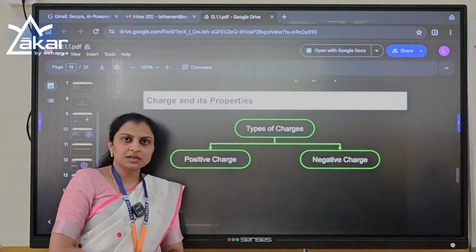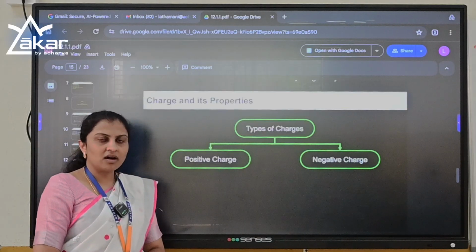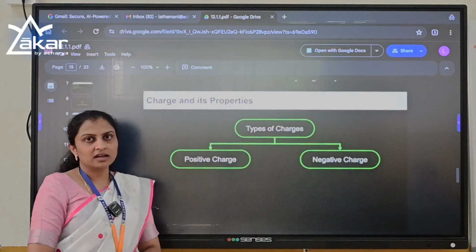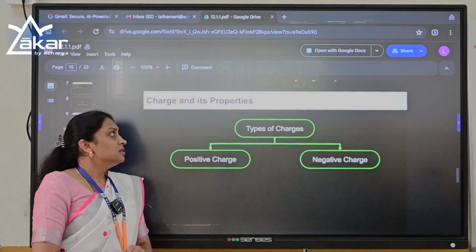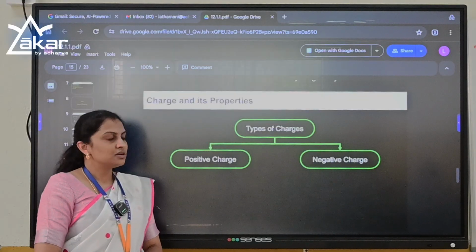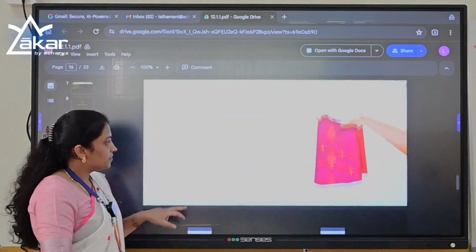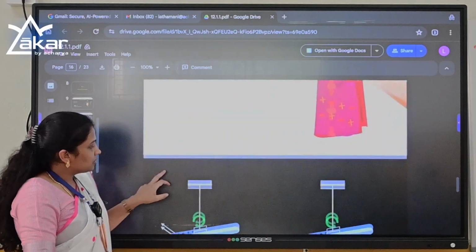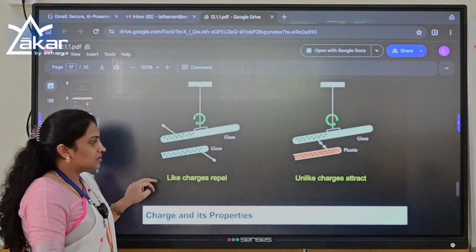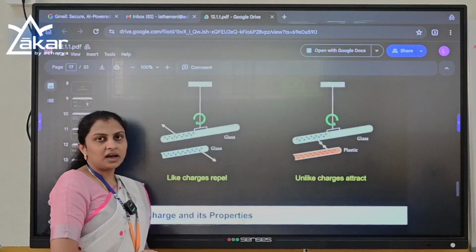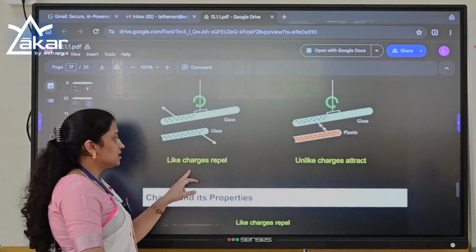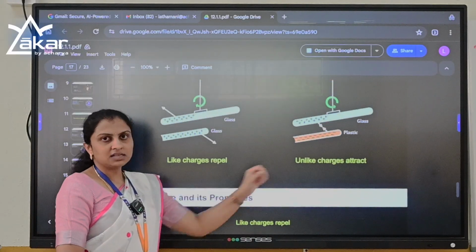Electric charge is an intrinsic property that can attract or repel any other material. It is called electric charge. There are two types of charge: one is positive charge, another is negative charge. Here you can see the examples. What are the properties of charge? Like charges repel, unlike charges attract.